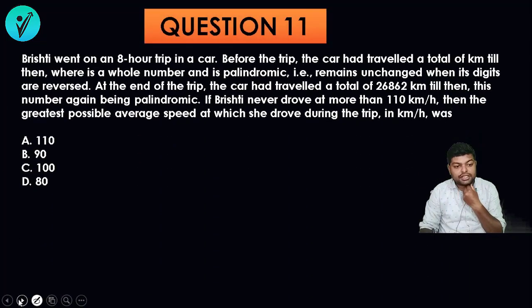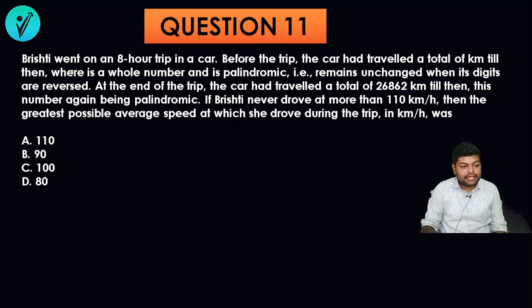Next we have question number 11. Question number 11 says that Brishti went on an 8-hour trip in a car. So the total duration of the trip is 8 hours. Before the trip, the car had traveled a total of some kilometers, whereas a whole number is palindromic, that is, it remains unchanged when its digits are reversed.